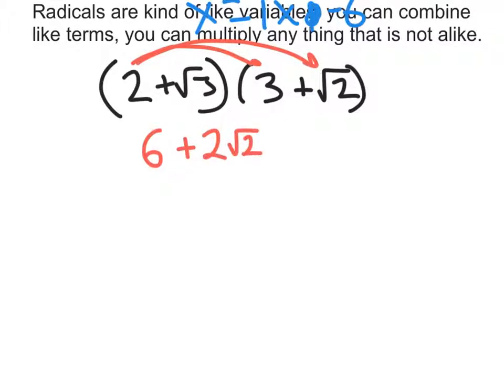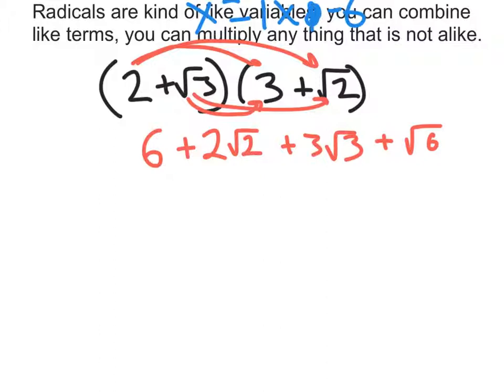And then we have the square root of 3 times 3. That would be positive 3 square root of 3. It's kind of like saying x times 3. That would be 3x, right? And last but not least, the square root of 3 times the square root of 2. That is positive, because positive times positive is positive. You could actually multiply those together and put them underneath one square root, and that'd be the square root of 6.